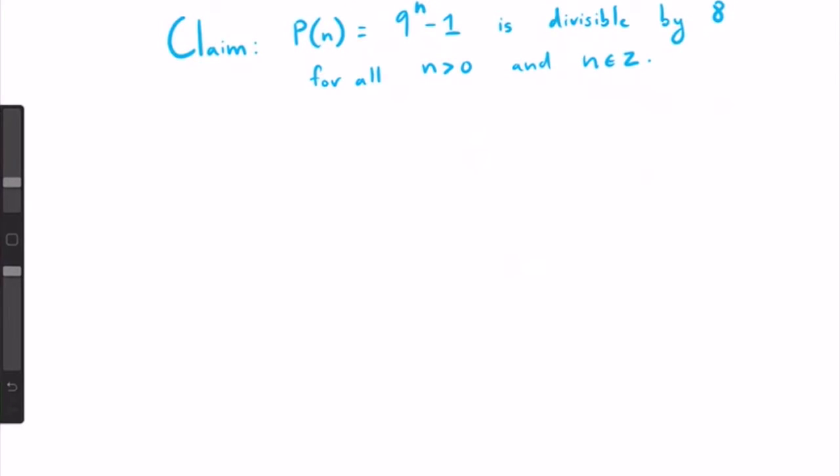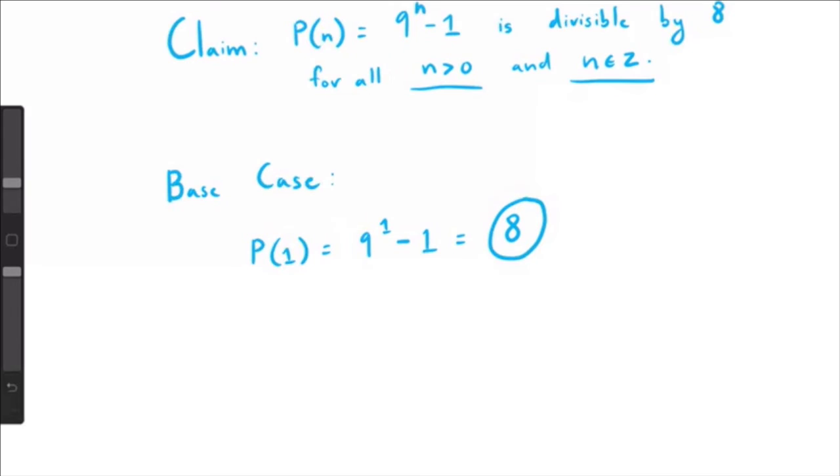Now that we have our claim, we want to consider the base case. In specifically weak induction, the base case is always the first valid value of n. As n is greater than 0 and n exists in integers, we know the base case will consider when n is equal to 1. To solve the base case, we can simply plug in 1 for n. Here we'll get P of 1 is equal to 9 to the 1 minus 1, which is equivalent to 8. As 8 is divisible by 8, we have proven that our base case holds true.